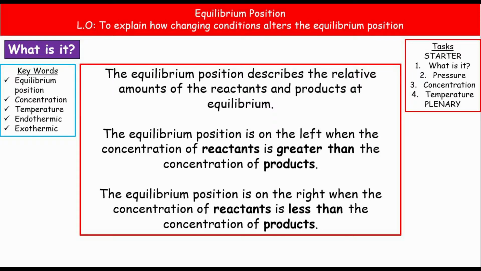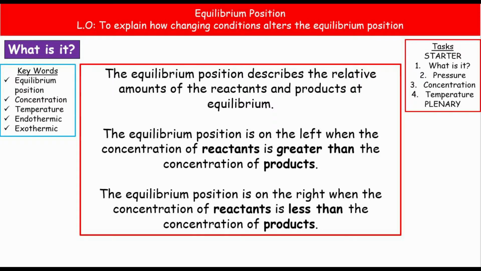So what we actually find is we can make statements as to if the position is on the left or on the right. So if we say the equilibrium position is on the left, then we've got a concentration of reactants greater than the concentration of products. Whereas if we say the equilibrium position is on the right, then that tells us the concentration of reactants is less than the concentration of products.